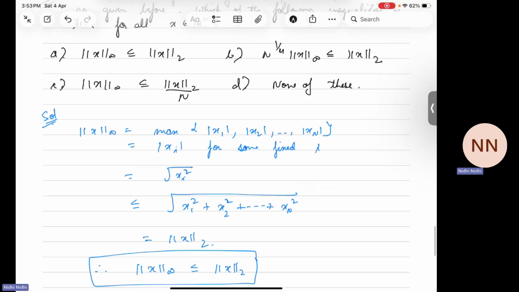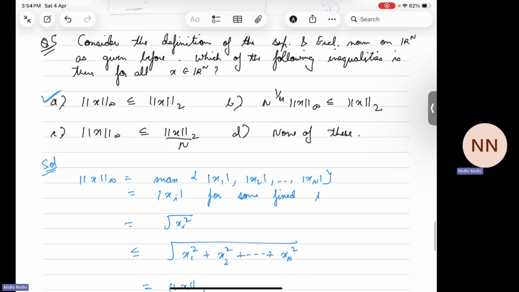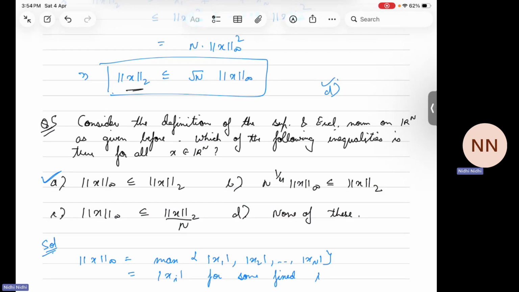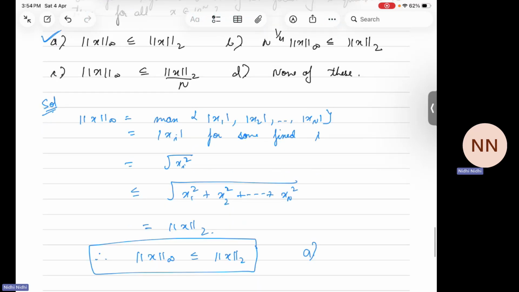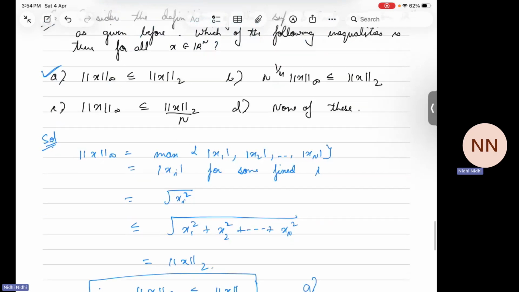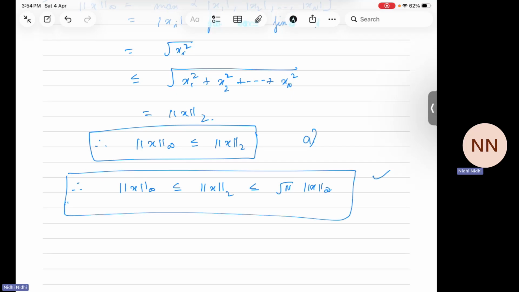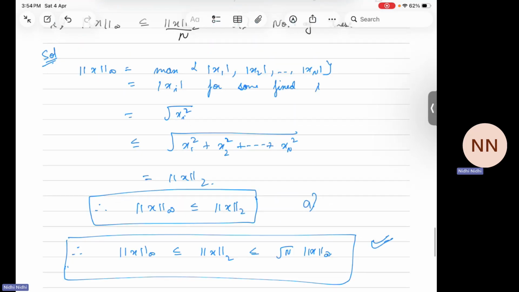And in fact, from here we can say that option A is correct. From the above both problems, question number 4 and 5, we can conclude that the sup norm is less than or equal to the Euclidean norm, and this is less than or equal to root n times the sup norm. So this is a very important inequality when we are studying normed linear space.